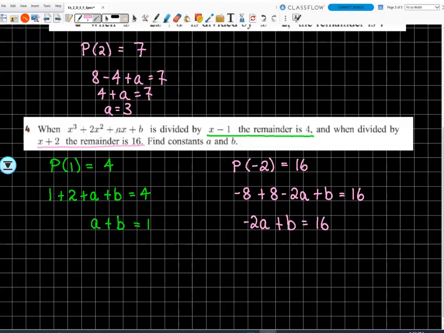All right, so I would then put this under, so I've got 2a plus b equals 16, and in order to eliminate the b's, we subtract. A take 2 is minus a, b take b, no b. 1 take 16 is minus 15, and huzzah, a is minus 5. To get your b value, we pop it back in here, or there, doesn't matter. This is clearly the easiest one. If a is minus 5, then b must be 6. And we have found the constants, a and b.